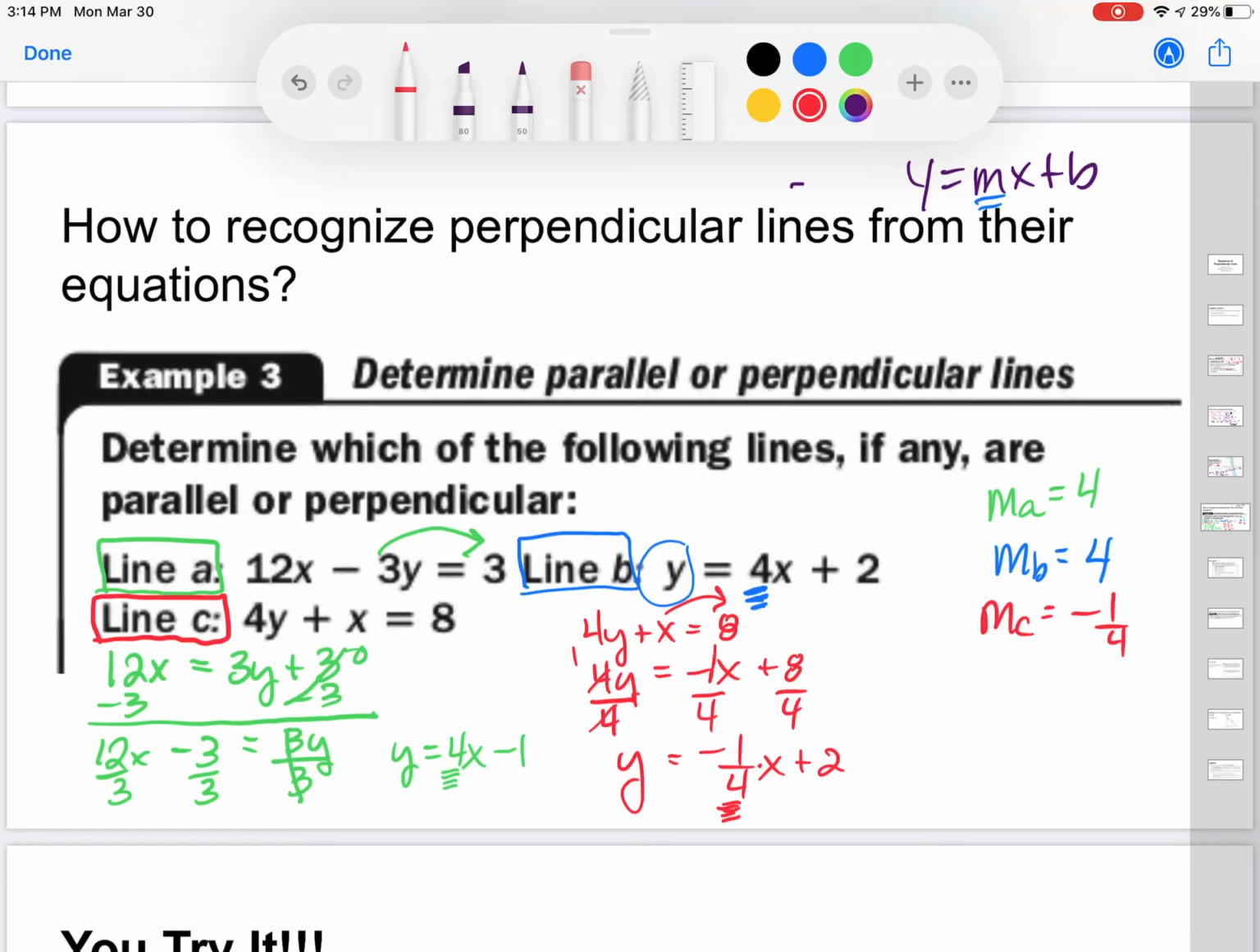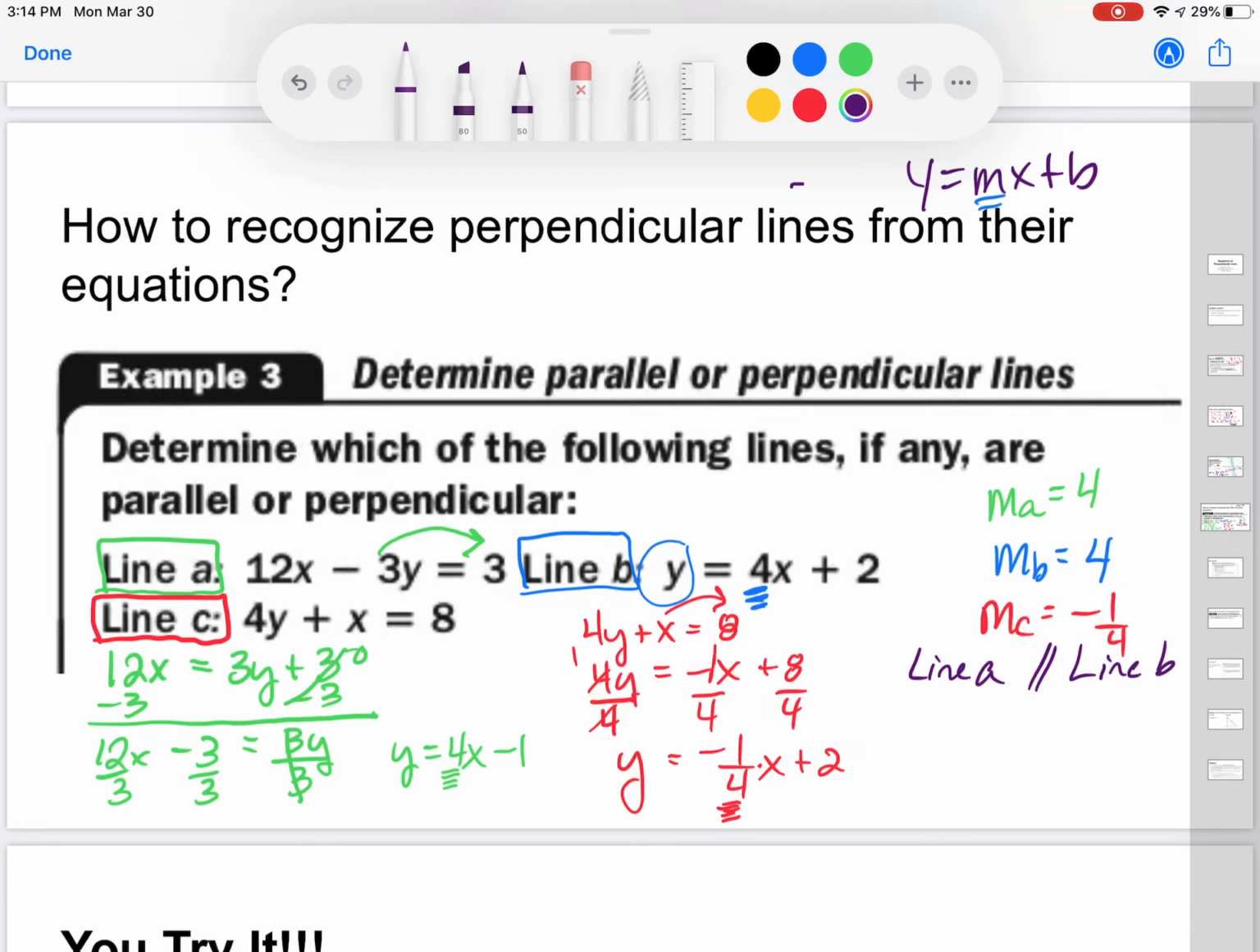Now the thing that should be standing out to you right now is the fact that the slope of line A and the slope of line B are both 4. Those have the same slope. So we can say that line A is parallel, and that's the symbol for parallel, to line B, okay?